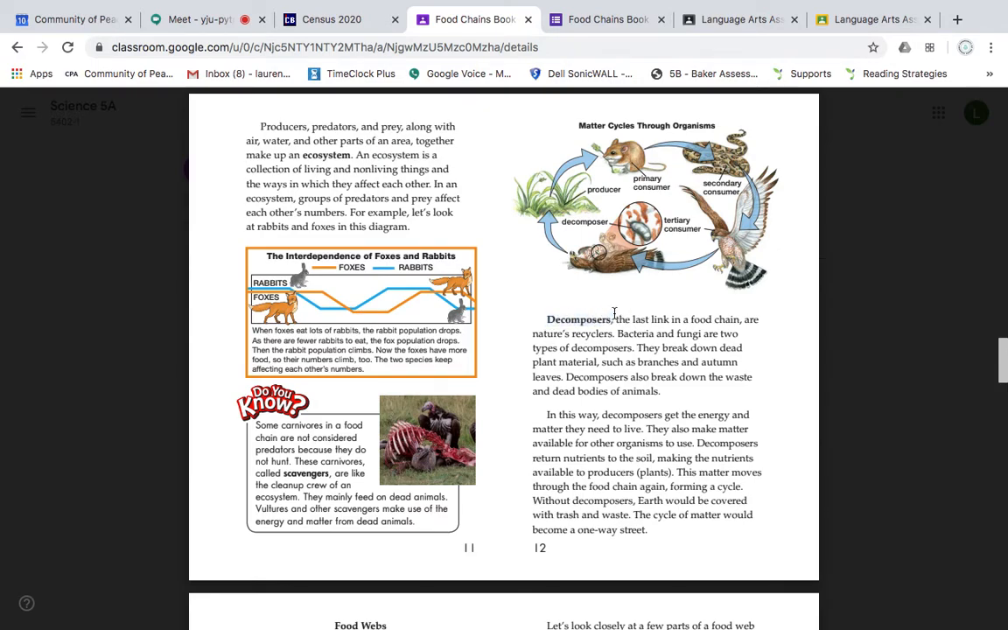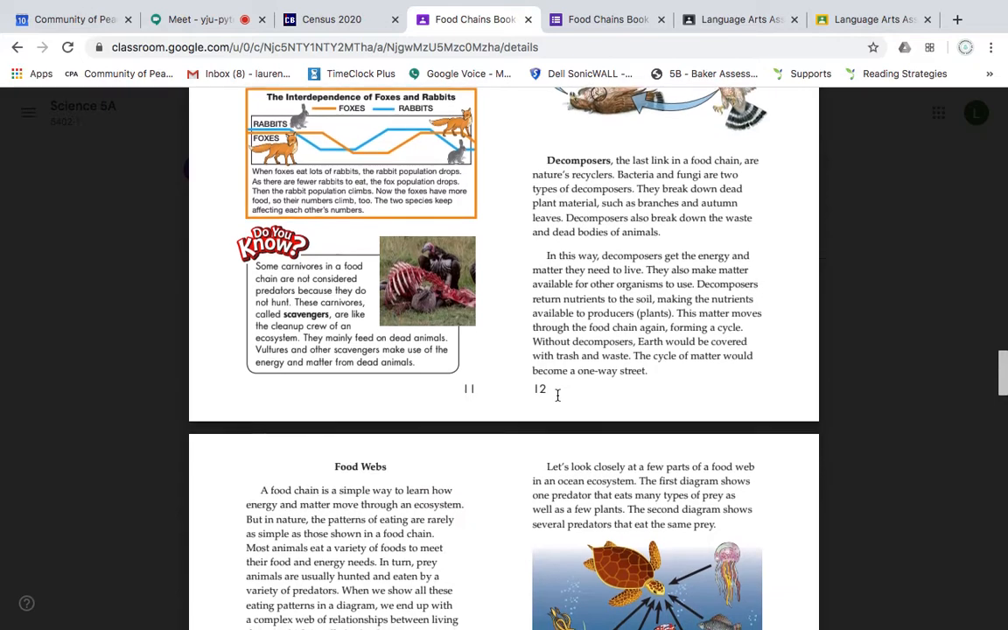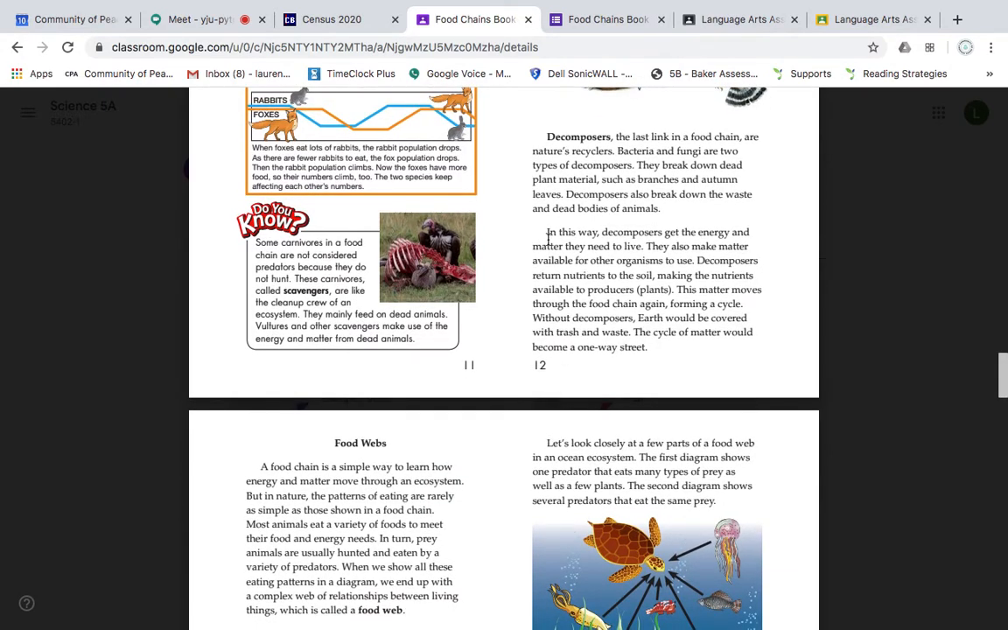Decomposers, the last link in the food chain, are nature's recyclers. Bacteria and fungi are two types of decomposers. They break down dead plant material, such as branches and autumn leaves. Decomposers also break down the waste and dead bodies of animals. In this way, decomposers get the energy and matter they need to live. They also make matter available for other organisms to use.